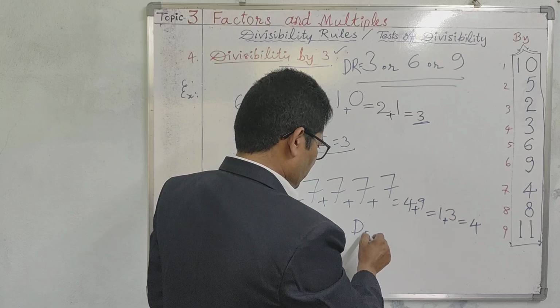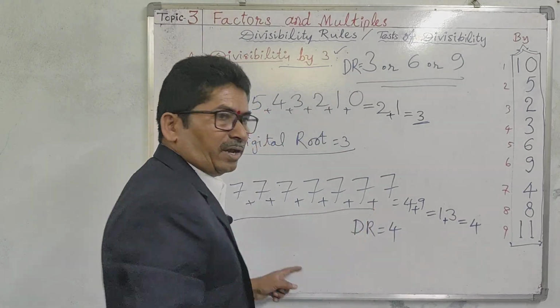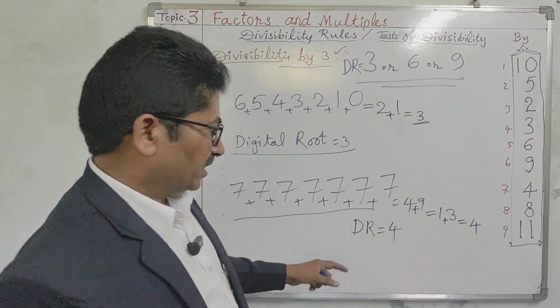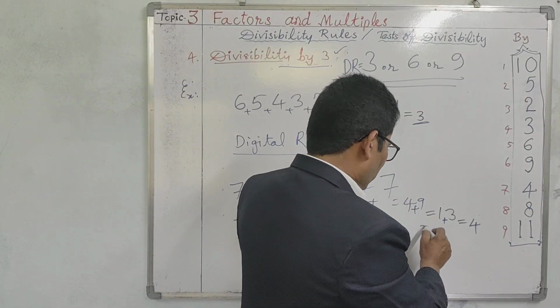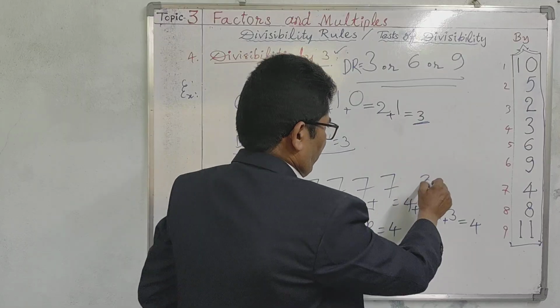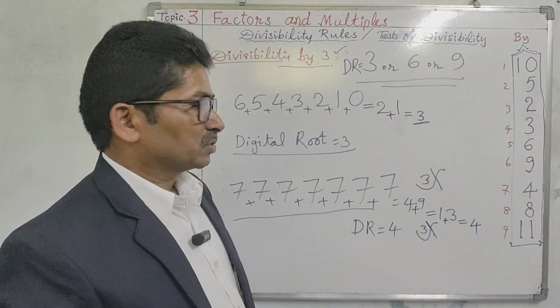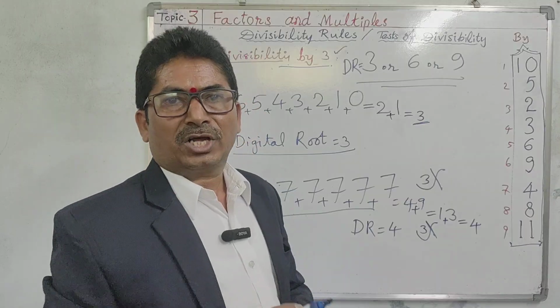The digital root of this number is how much? 4. Is this divisible by 3? No. Why? Because here we got 4 as the digital root. That's why this number is not exactly divisible by 3. So, I have understood the digital root.